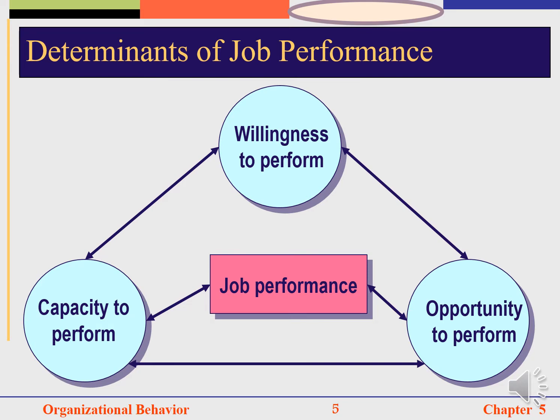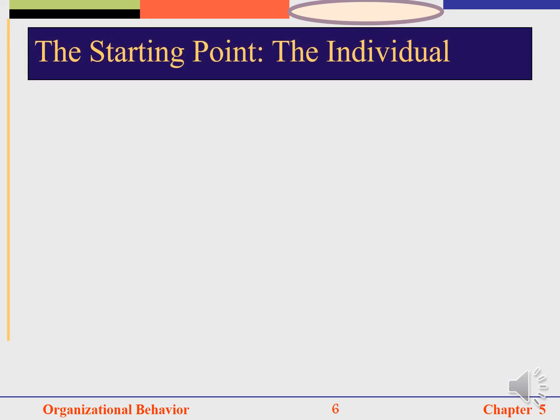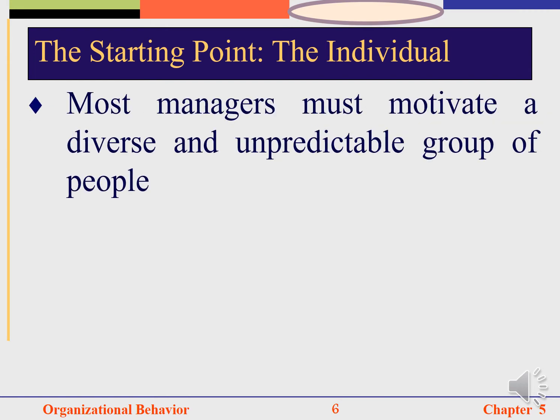So in order for driving the car as a performance, as a behavior to take place, you need the three factors: the desire, the capacity, the know-how, and the opportunity to perform. These are the three determinants of the individual performance or job performance, regardless of what the task is. Actually, the starting point here is the individual. So motivation comes from the individual.